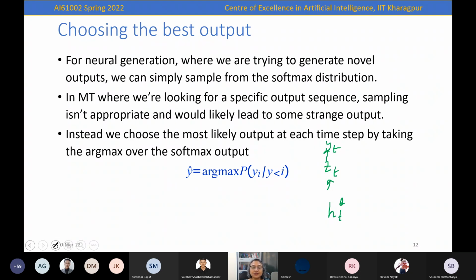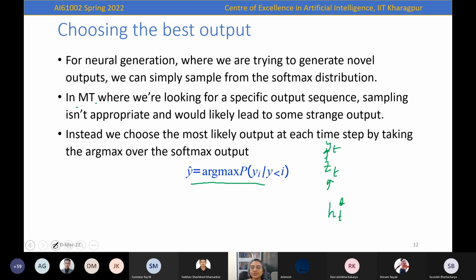How you choose the word depends on your task. In general, if you want diversity in the output, you can sample a word according to the probability distribution that you have obtained. But in the case of machine translation, sampling may give you wrong sequences. In machine translation, you are looking for a specific output sequence, and you can think of different options.